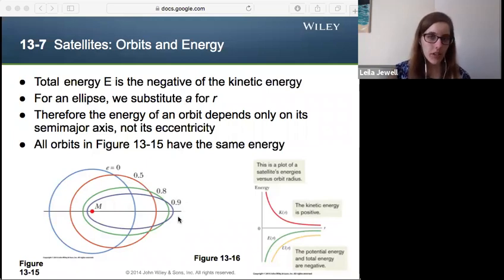Now that we have a way to describe the total energy, as well as the kinetic energy as a function of r, here's a plot of the satellite's energies versus orbit radius, right? So kinetic energy is this 1 over r on the positive side, and the total energy is the exact opposite of that. It's negative the kinetic energy. And it's always at a larger value than just the potential energy alone, which is the most negative. And that is where we have it.